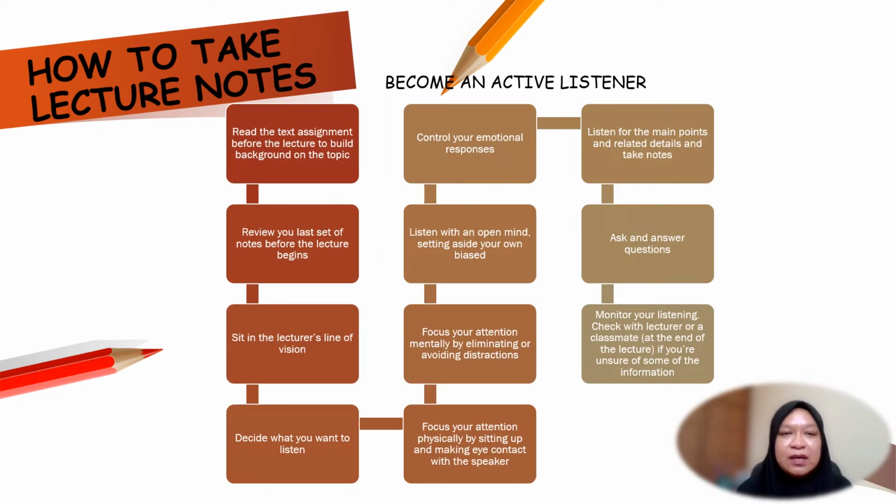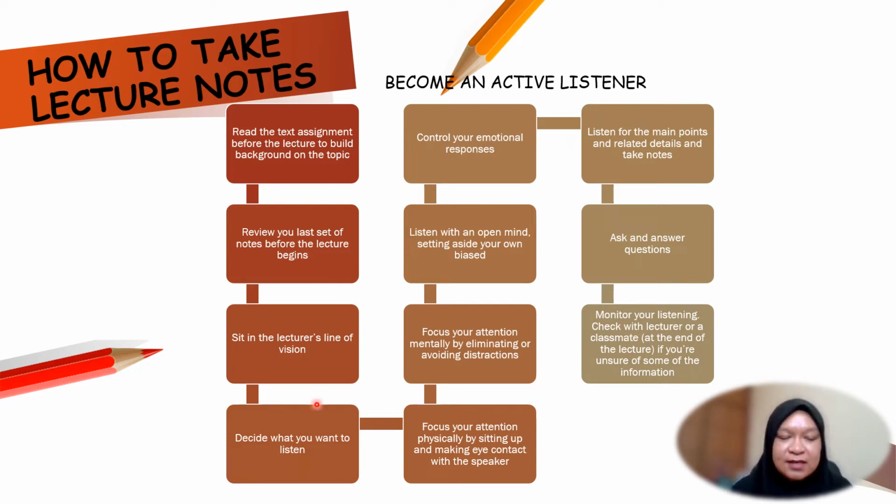So, how to become an active listener? Read the text assignment before the lecture to get the background. Review your last set of lecture notes before the lecture begins. That means when you write, you read the lecture notes. You take notes, so before your lecturer comes, you already review what you have done.